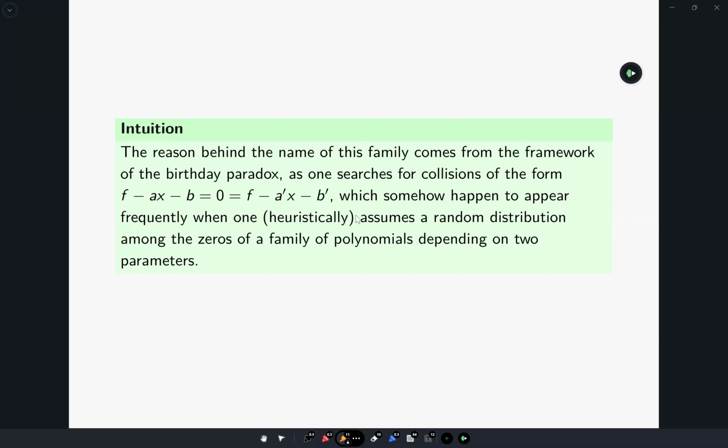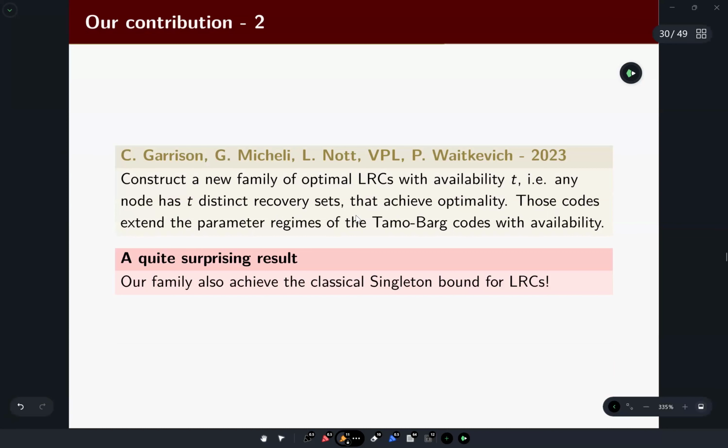What is interesting, similar to what happens for the birthday paradox, is that those collisions actually appear to be frequent when we assume random distribution among the zeros of the family of polynomials. So basically, we were able to construct a new family of optimal locally recoverable codes with availability by studying those properties, by proving that that situation actually happens.